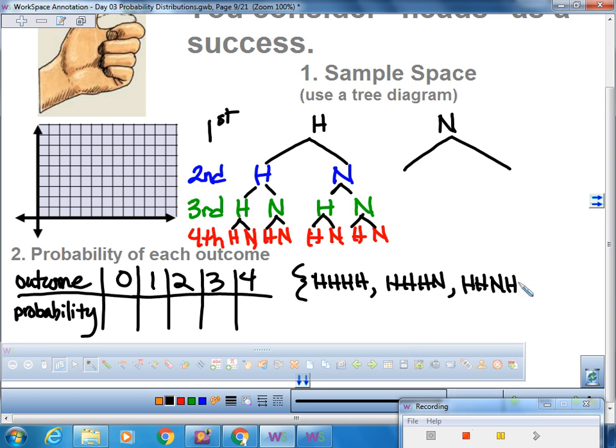Head, head, head, no head, head, and head, head, no head, no head. Head, head, no head, no head. Correct? Yeah. Right? That takes care of what? This right here. Right? Correct?